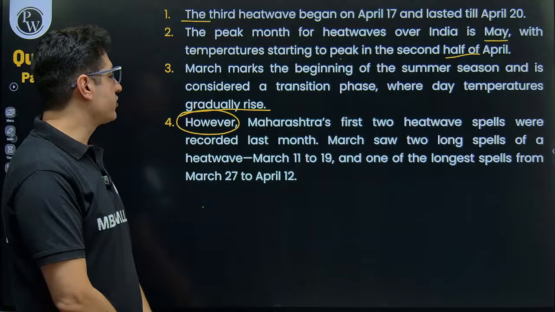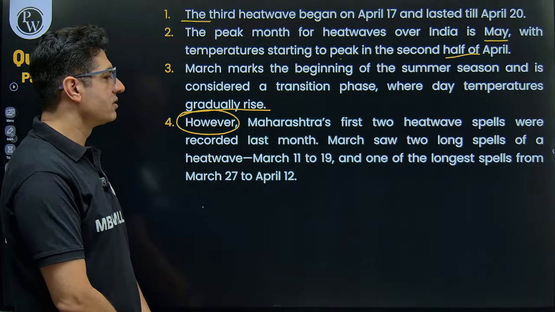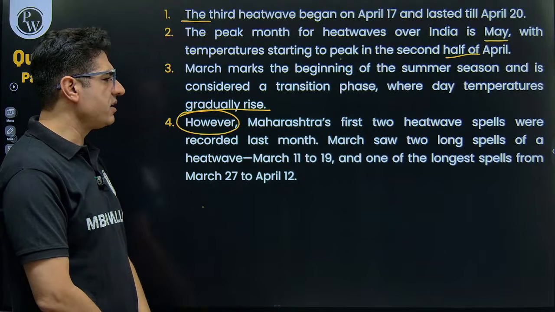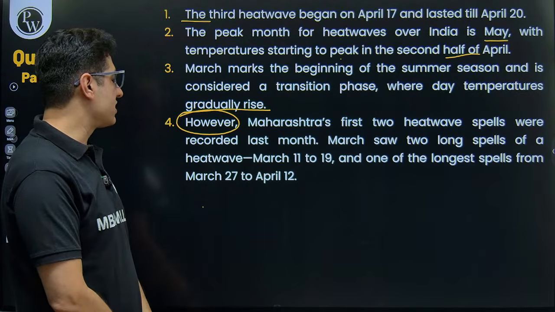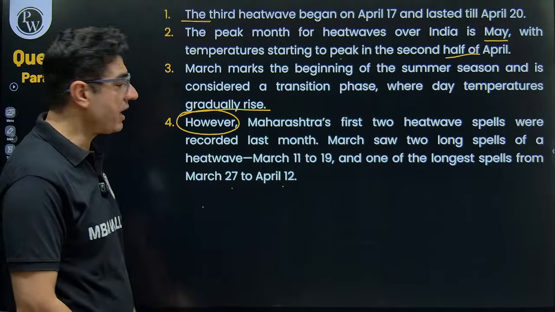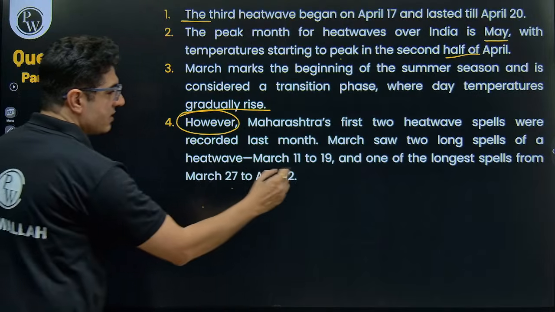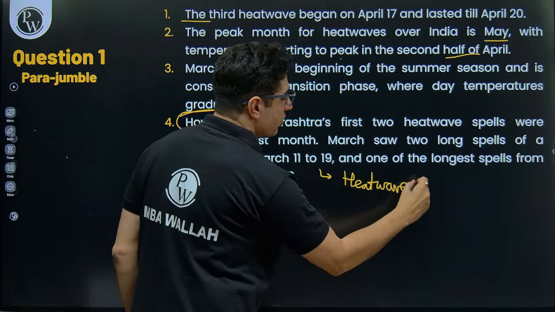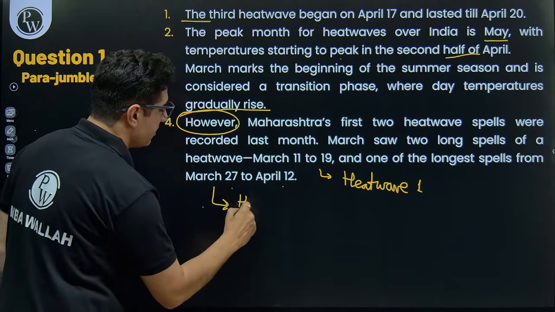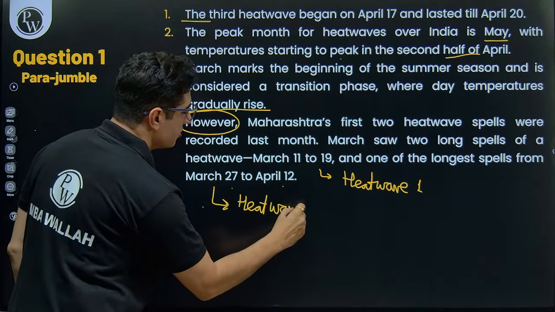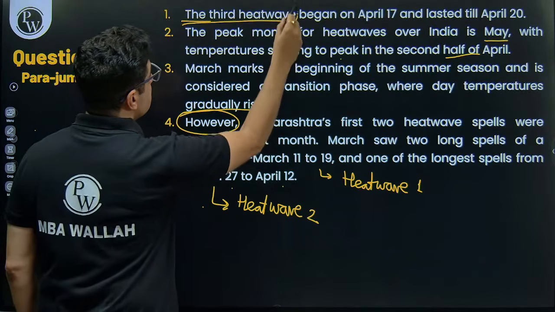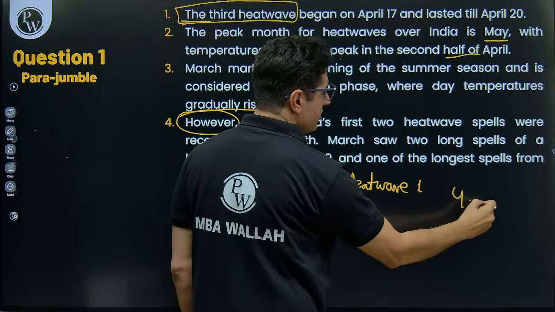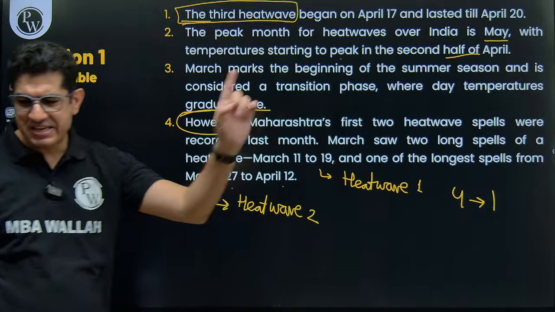Maharashtra's first two heat wave spells were recorded last month. March saw two long spells of a heat wave, March 11 to 19, and one of the longest spells from March 27 to April 12. So you notice this is heat wave 1, this is heat wave 2, this is your heat wave number 3. So can I say that one should come after 4, cannot come before 4?